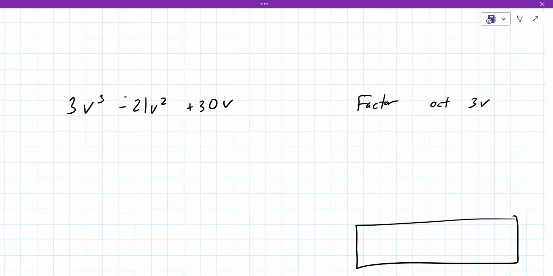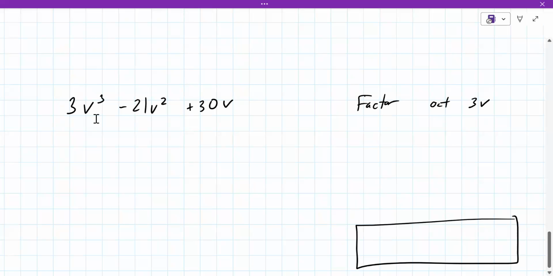So I put 3 on the outside, right? And 3v goes on the outside. Yes, and then it would be v plus 10v minus 3. You're factoring out the 3v from everything, so everything gets divided by 3v.